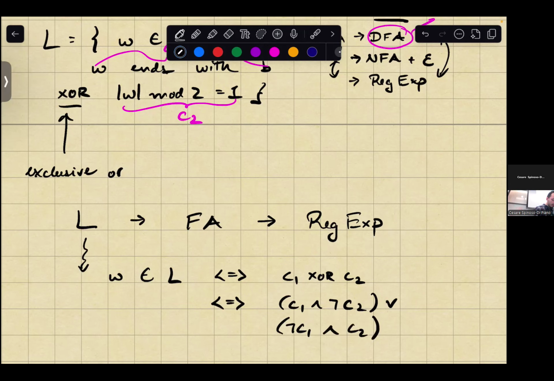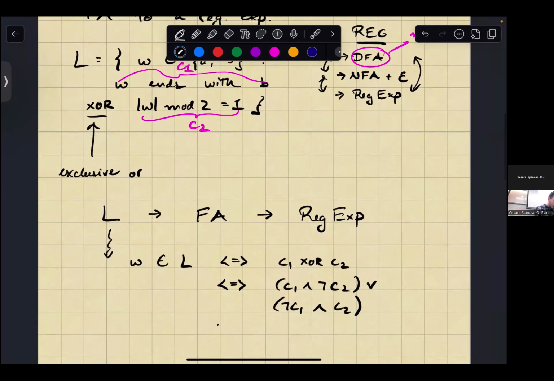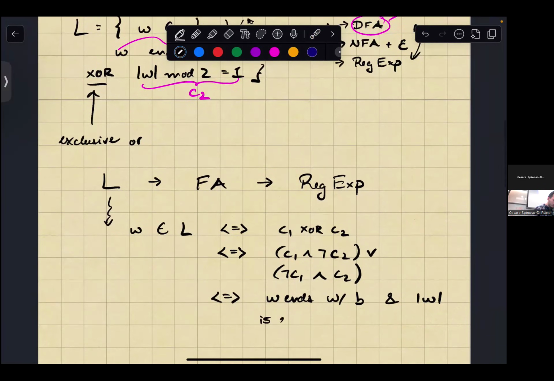So then what does it mean to satisfy C1? It means that W ends with B. And what does it mean to not satisfy C2? It means that the length of the string is not odd, which means that it's even. So that means that W ends with B and the length of W is even. So this is the first type of string that I want to recognize.